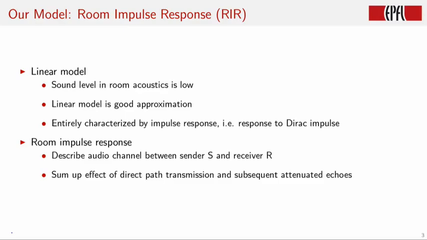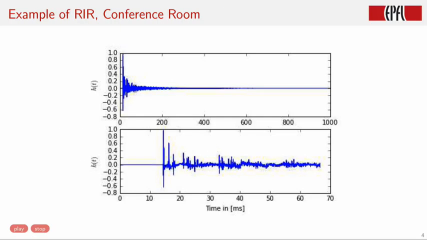We introduce by analogy the concept of a room impulse response that describes the audio channel between a sender S and the receiver R. The room impulse response simply sums up the direct path transmission and the subsequent attenuated echoes. Let us now look at different room impulse responses. For example, the one of our lab conference room.